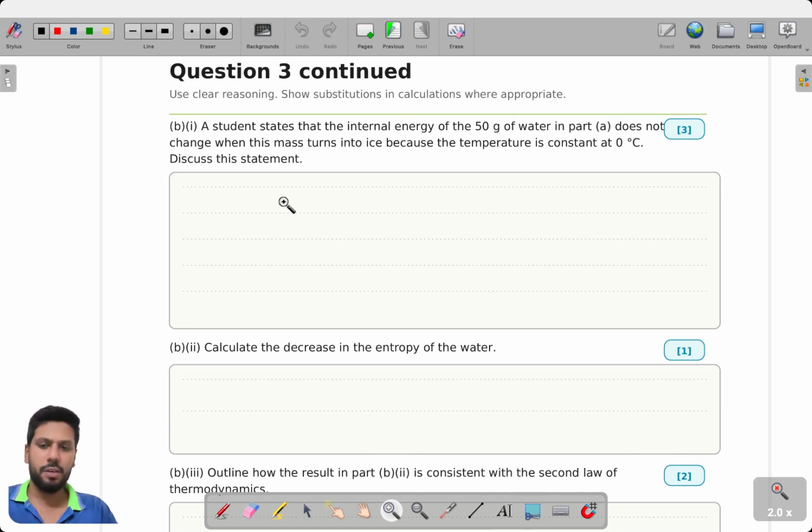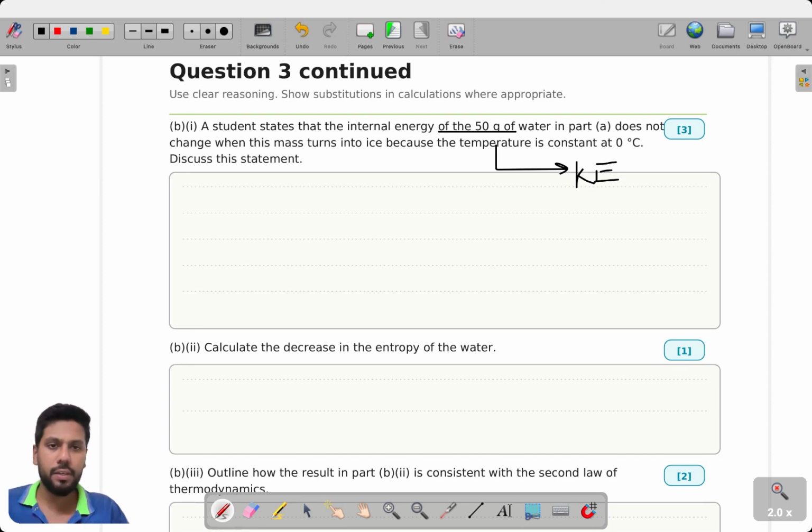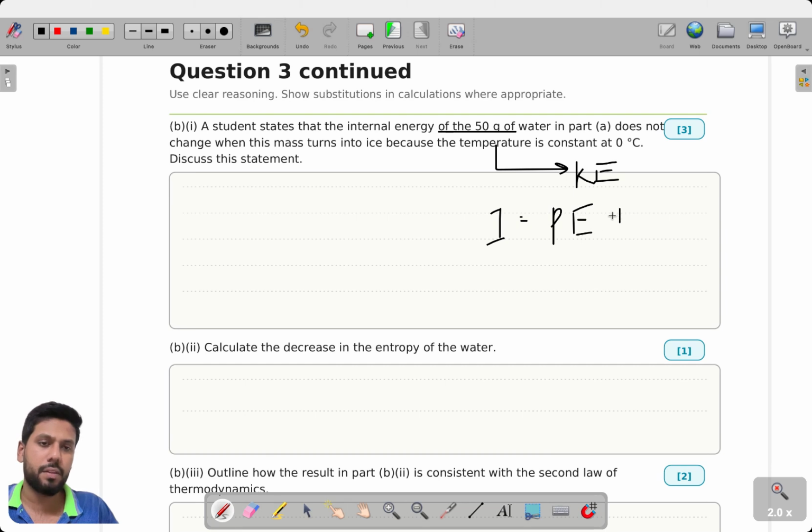Discuss the statement. This boy is saying that the internal energy of 50 grams of water does not change because the temperature is not changing. Now student, let me tell you, temperature directly tells about the kinetic energy of the system, right? And internal energy is the sum of potential energy plus kinetic energy.